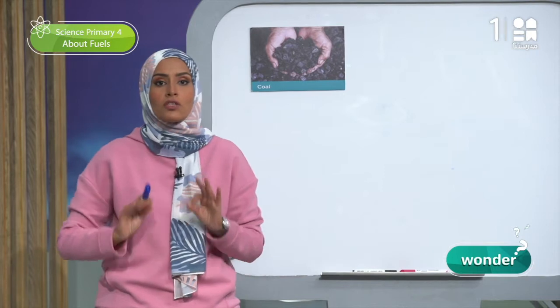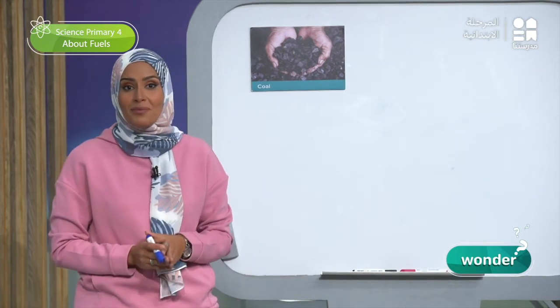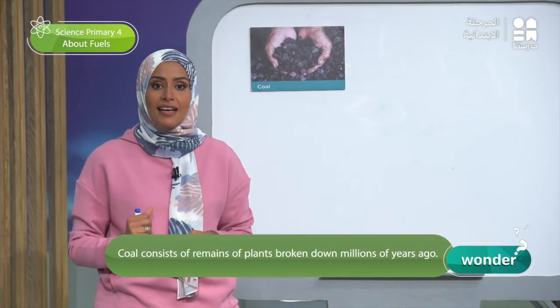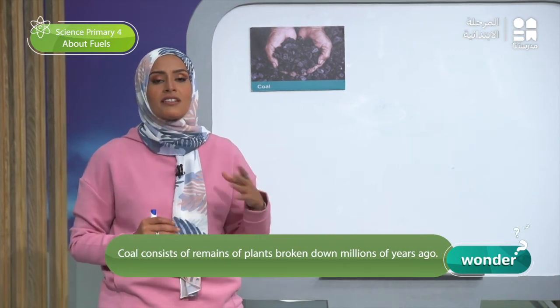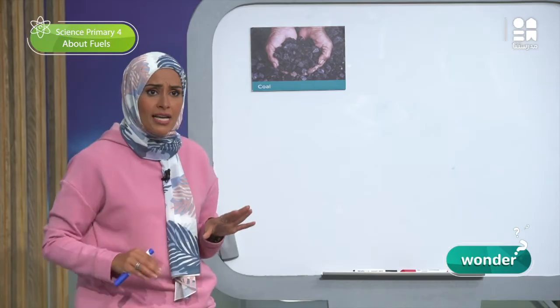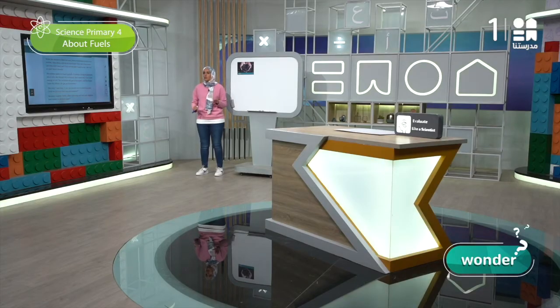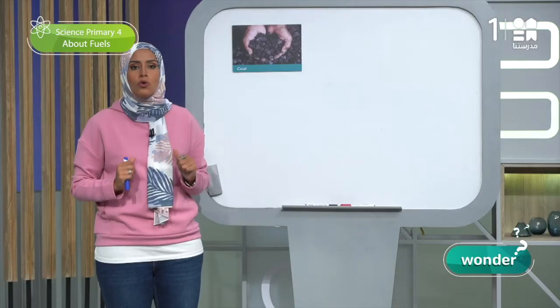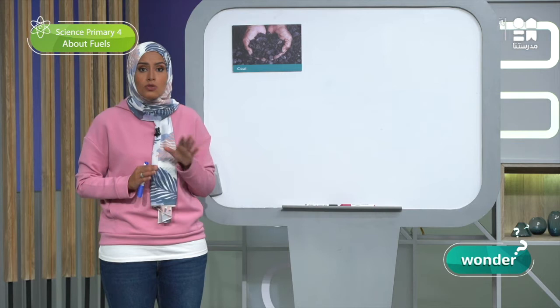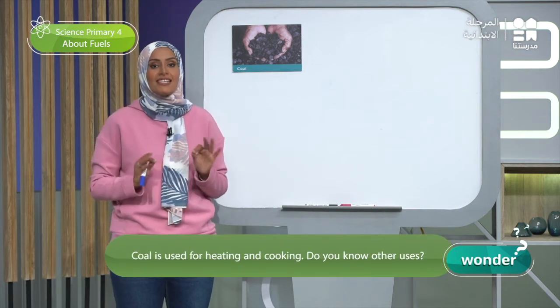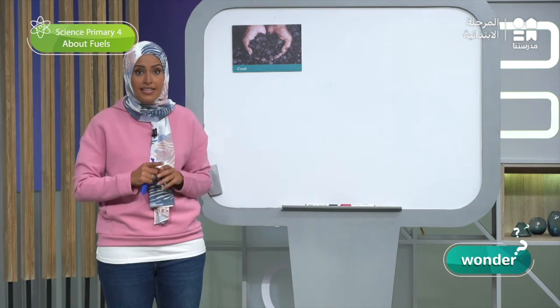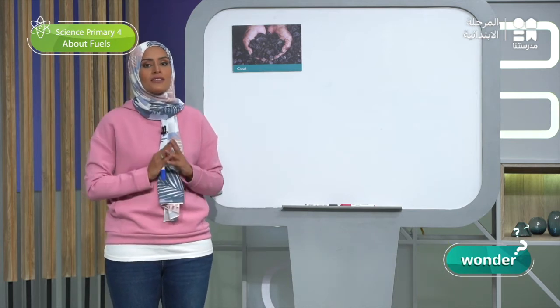What is the source of coal? We said that coal is formed from the remains of plants millions of years ago. They got dry and were buried under the ground. Over time, these plants start to form coal. What can we use coal for? People use coal for heating because when we burn it, it generates heat. If you search on the internet, you will find other uses.